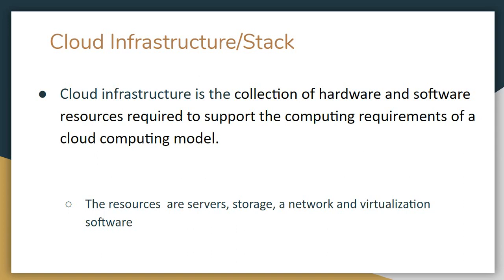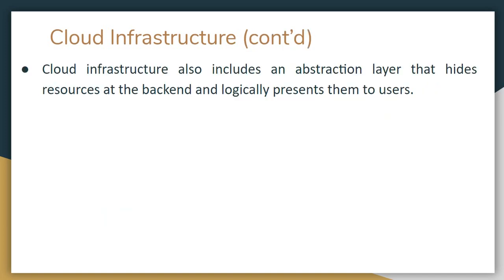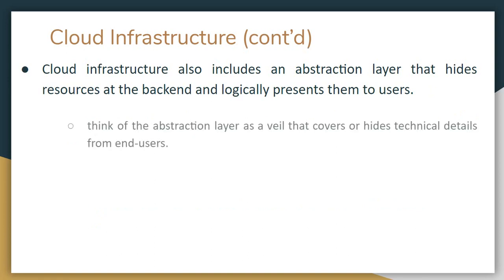You need to understand that the resources that we're talking about that are in the cloud are things like servers, storage locations, network, and virtualization software. So, the cloud infrastructure also includes an abstraction layer that hides resources at the back end and then logically presents these resources to the user.